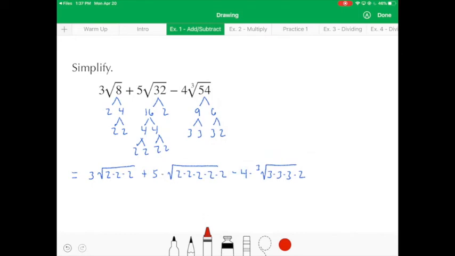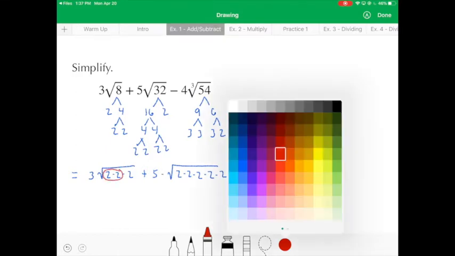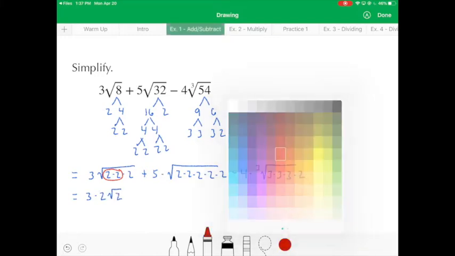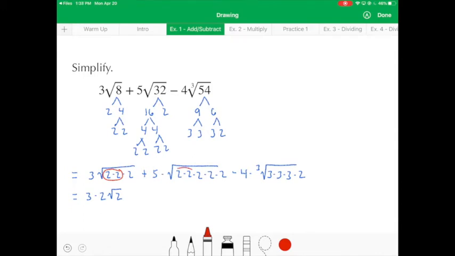Okay, and then we're looking to see what we can pull out of each of these radicals based on the index. So the radical that's furthest to the left here is a square root, so I'm looking for pairs of the same number. That means I'm able to pull a 2 out. Let's think of this as 3 times 2 radical 2. In the middle radical, I've got a pair of 2's and then a second pair of 2's. So I'm going to be able to take that 5 that's already out in front, and I can multiply it by a 2 and then by another 2 before multiplying by the square root of 2.